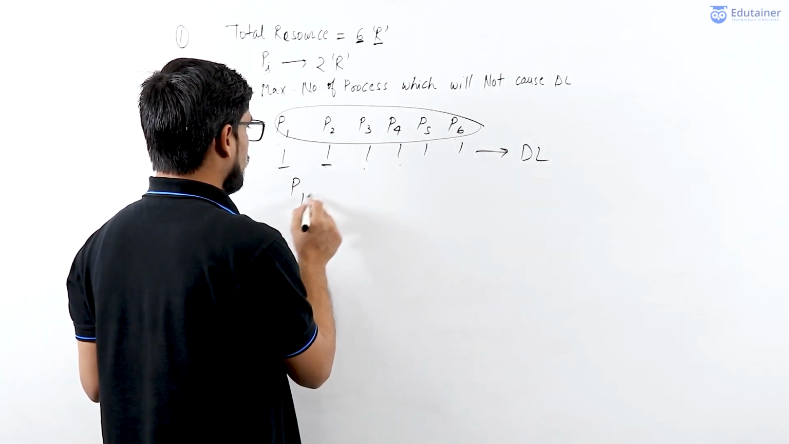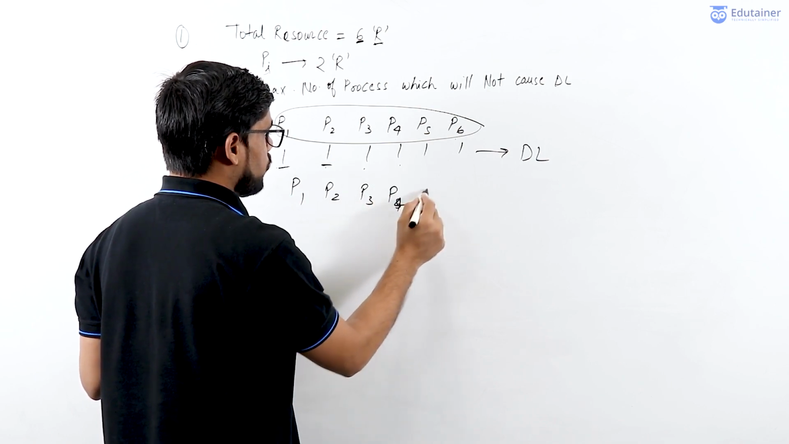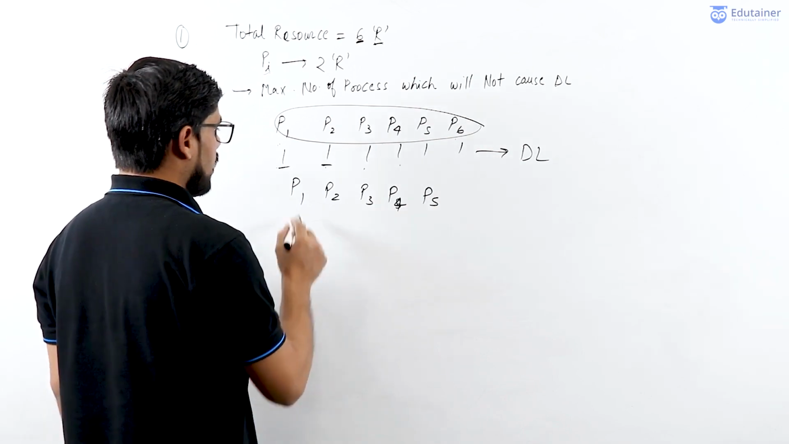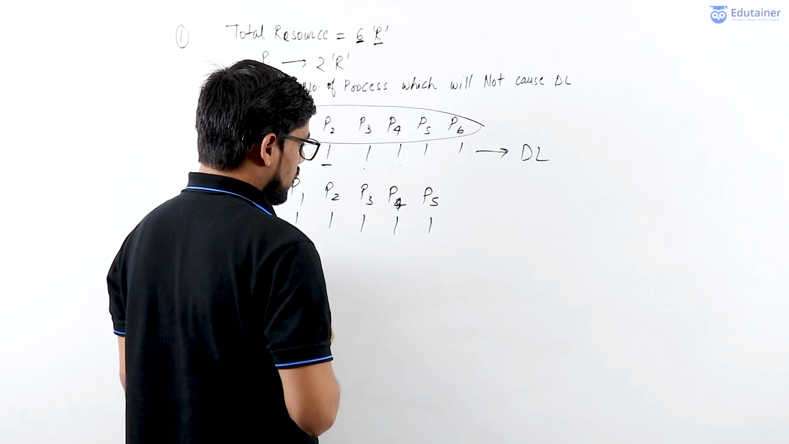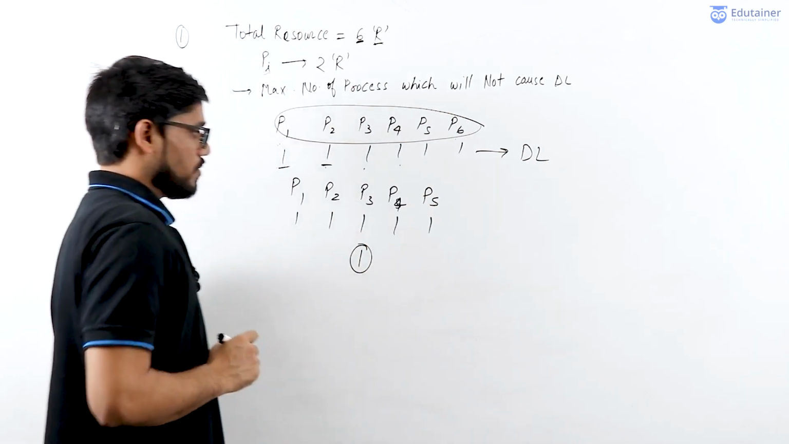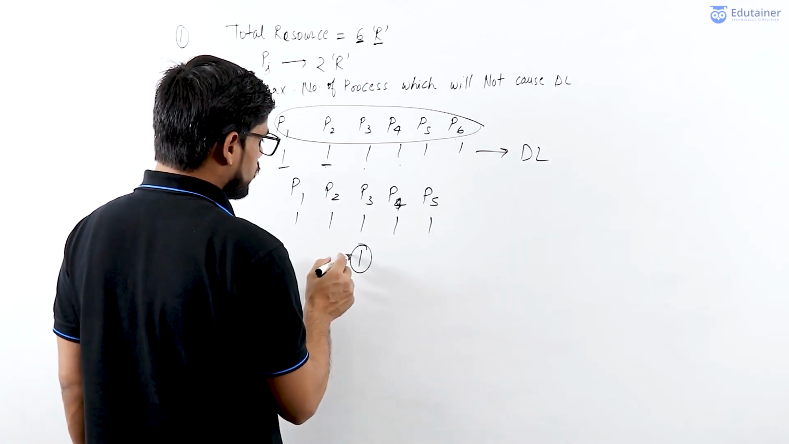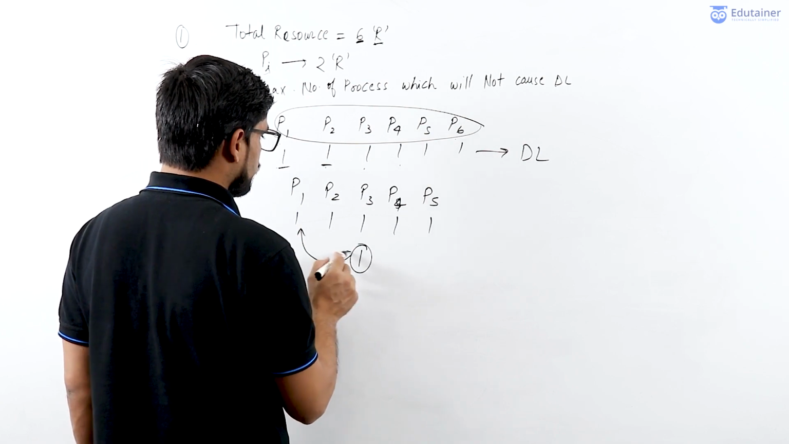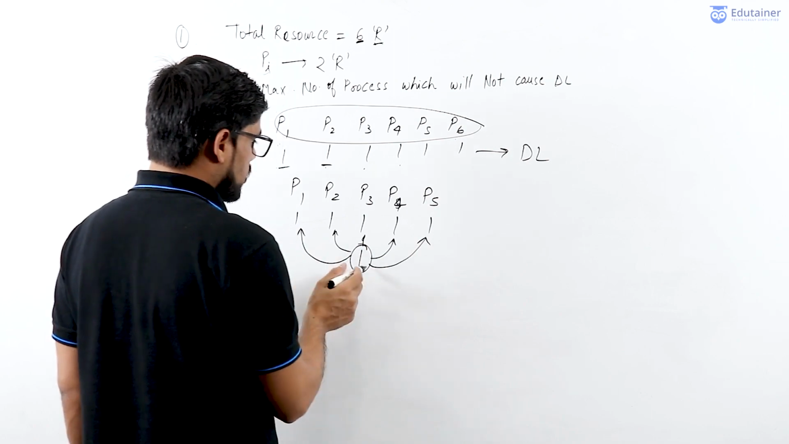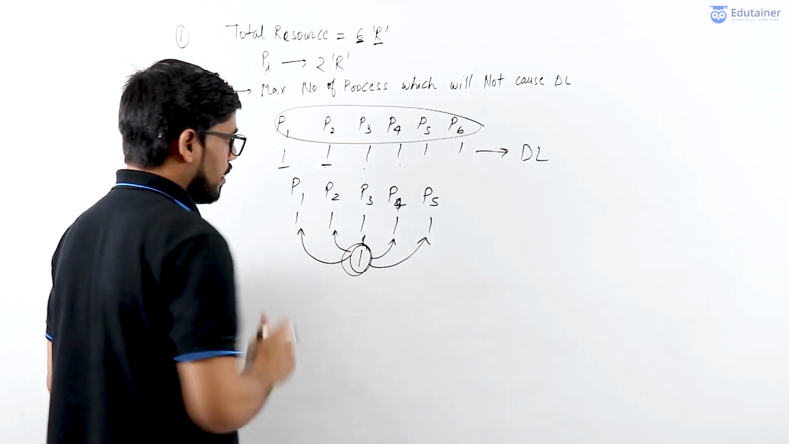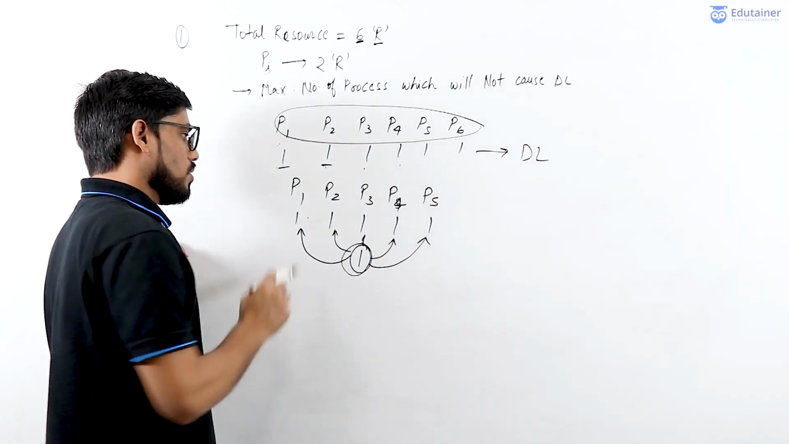Now let's say we have a total of 5 processes, P1 to P5. We allocate one instance of resource R to each of the 5 processes, and we have one more instance of resource R left. Then we allocate this instance to any of these processes, and if a process gets this resource, it will use it and free it after some time, along with its other resource.